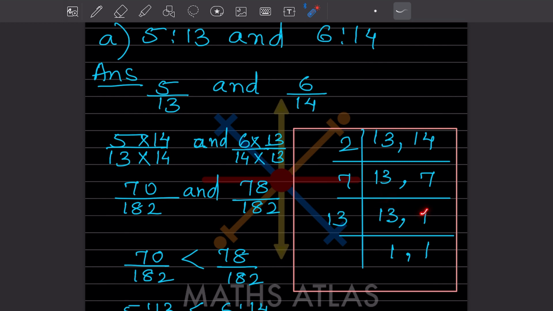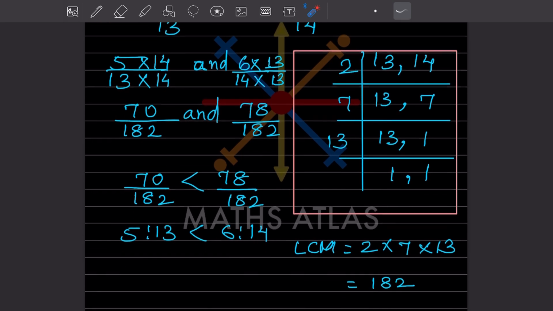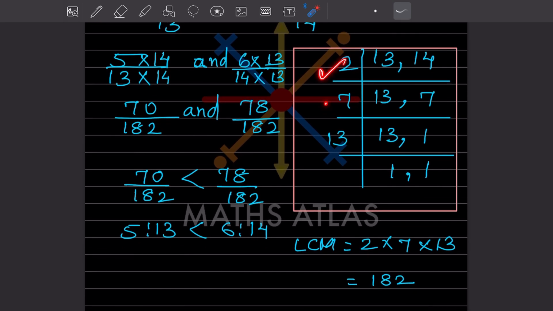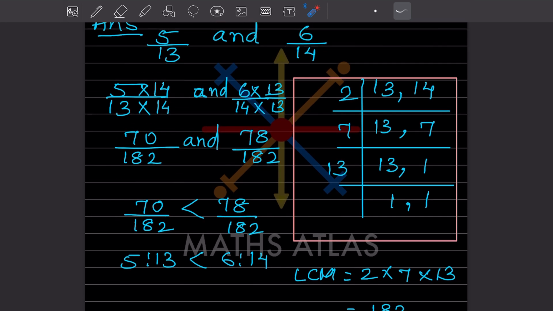Now what you can see here, this is 1 and this is 13. This 1 is going to be the same here, and 13 ones are 13. So whatever you can see, these are the factors. So what will you do here? 2 into 7 into 13. So what do you get here? 182. So now we have to make the denominators equal.